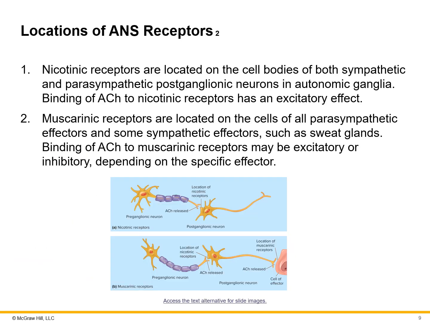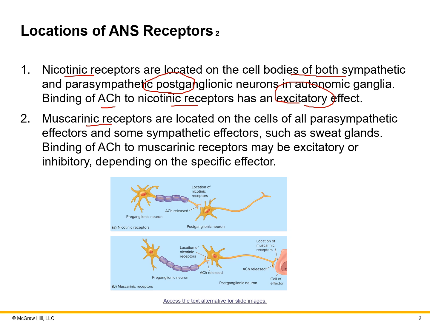All right, now where are these receptors found? So the nicotinic receptors are on the cell bodies of both sympathetic and parasympathetic postganglionic neurons. Those are the ones receiving the acetylcholine from the preganglionic neurons. So again, they're binding acetylcholine to those nicotinic receptors, and that has an excitatory effect.